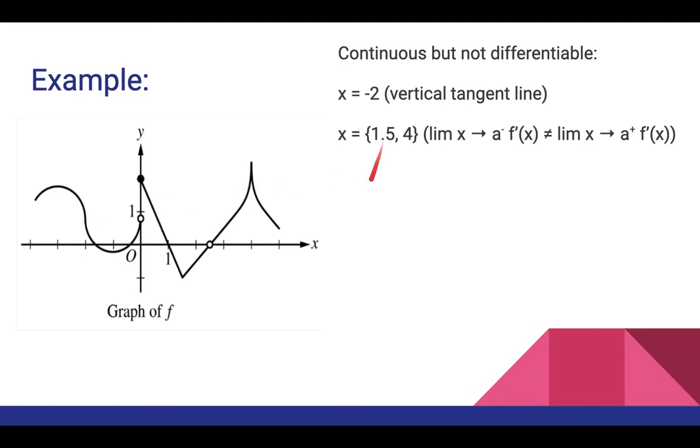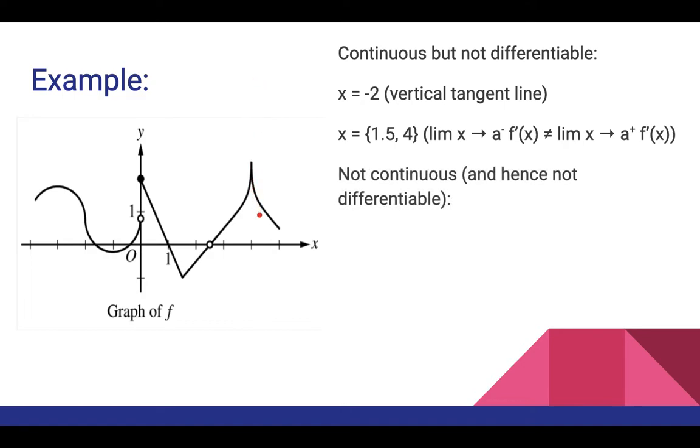And then we can see at x equals 1.5 approximately and x equals 4 that we're not differentiable, because the limit of our derivative as x approaches a from the left does not equal the limit of our derivative as x approaches a from the right, aka our tangent line from the left side is not equal to the tangent line from the right side for both x equals 1.5 and x equals 4. We can see that at x equals 4 we're going to get a positive infinite limit, and then at x equals 1.5 from the right-hand side, we're going to get a negative infinite limit.